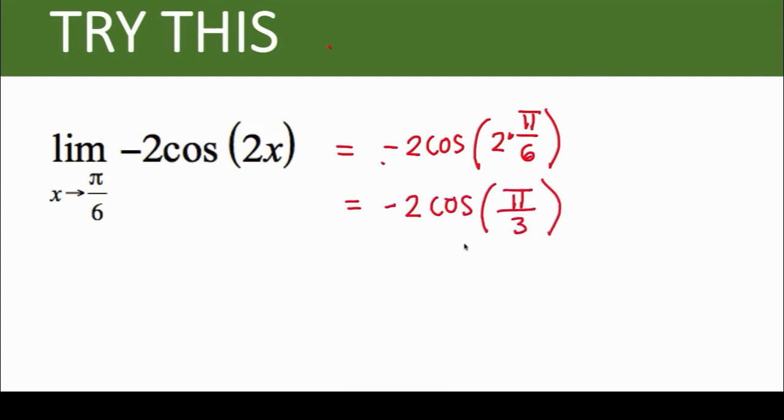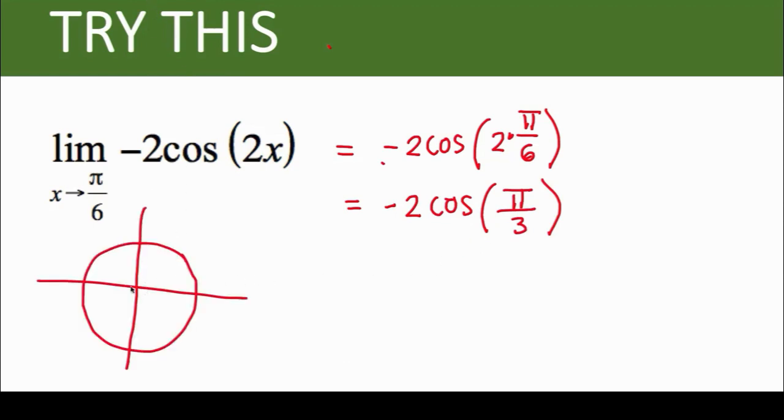So what's the value of cosine of pi over 3? If you're going to recall the unit circle, pi over 3 is this part. This is pi over 3 here. In degree measure, that's 60 degrees. If you have a 30-60 right triangle, opposite 30 is 1/2, opposite 60 is square root of 3 over 2, and the hypotenuse is 1. So cosine is your adjacent side over the hypotenuse. So you get 1/2 over 1. So cosine of pi over 3 is 1/2.